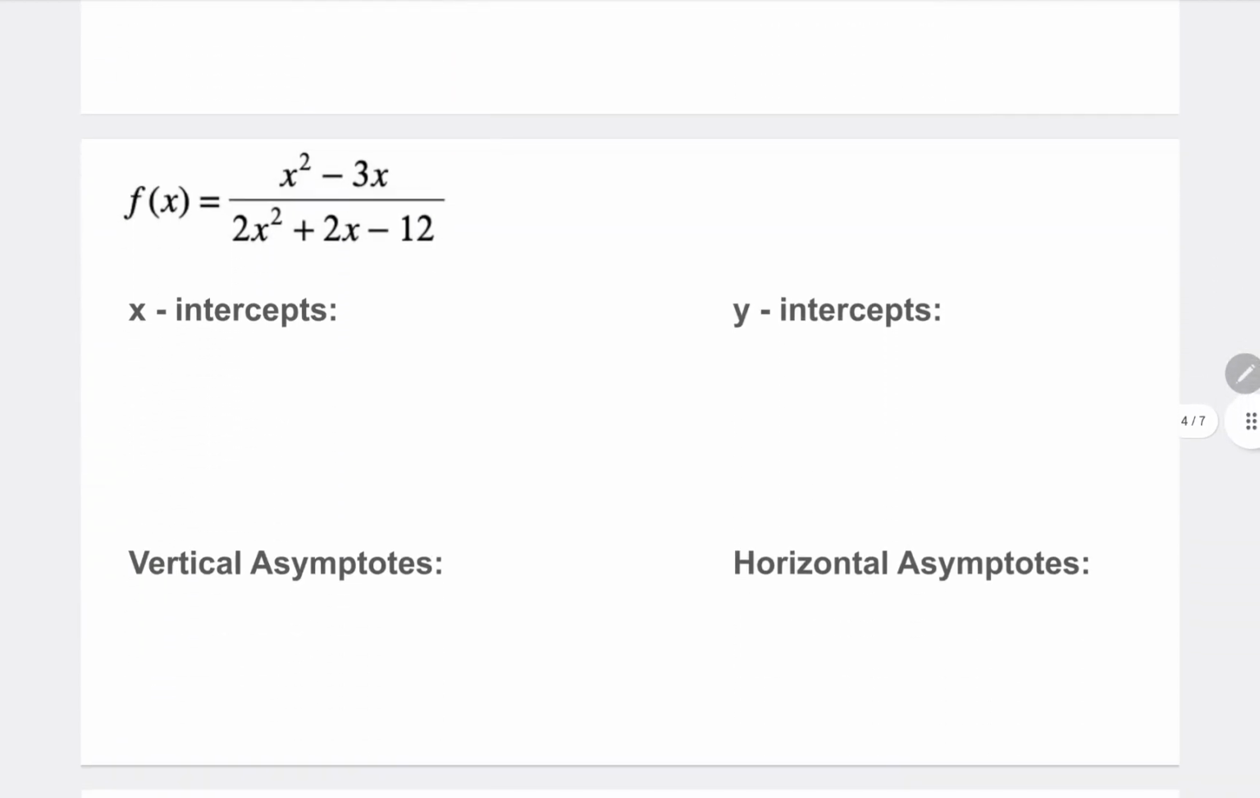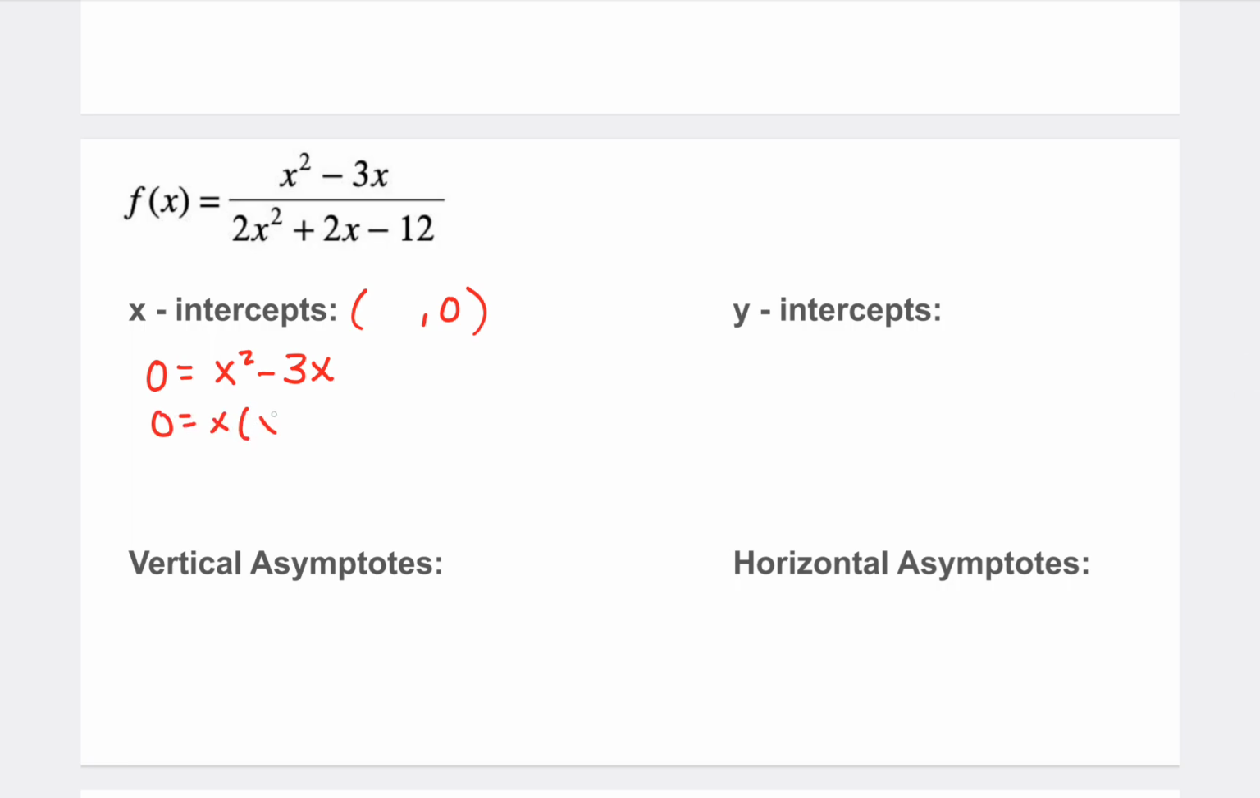Let's try that again with another example. So if you remember, for x-intercepts, we set the whole function equal to 0. X-intercepts happen when y is 0, so plug in 0 for y. But really what that boils down to is just setting the numerator equal to 0, and that will give you your x-intercepts. If the numerator is 0, the whole thing is 0. So we have a quadratic to solve.